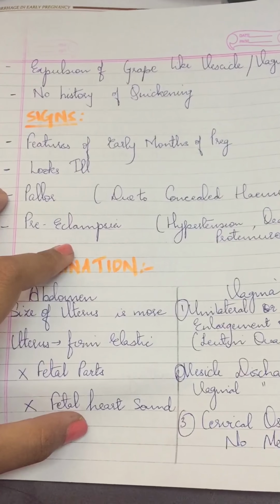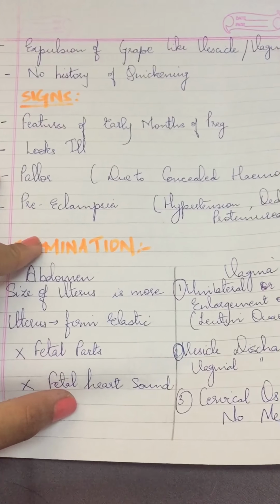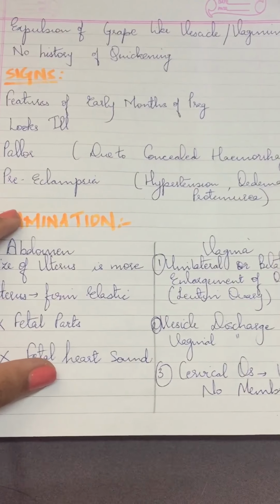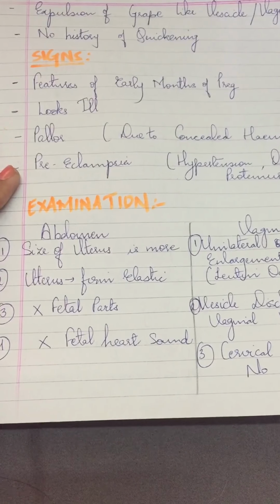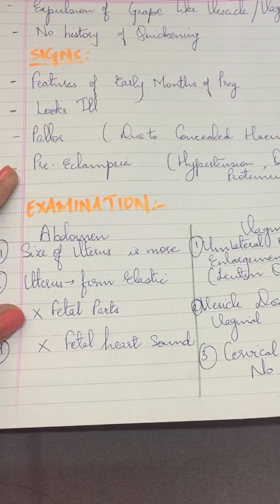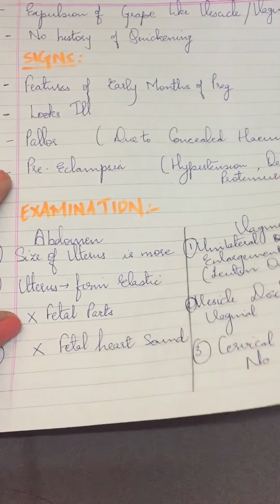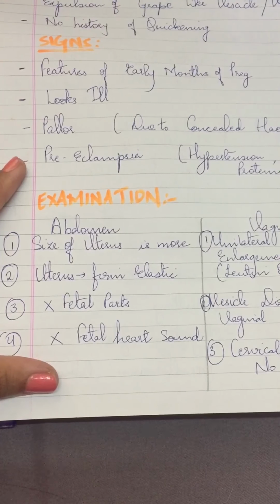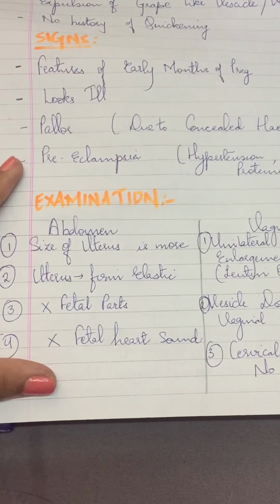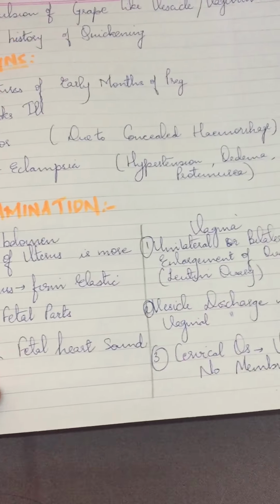Now signs. The signs would include features of early months of pregnancy. The patient would look ill, pallor due to concealed hemorrhage, preeclampsia. Now in abdominal examination, you will find the size of uterus much more than the size of a normal pregnant woman in the early months of pregnancy. The uterus would feel firm, elastic, doughy because of absence of amniotic fluid. There would be no fetal parts palpation and no fetal heart sound heard.